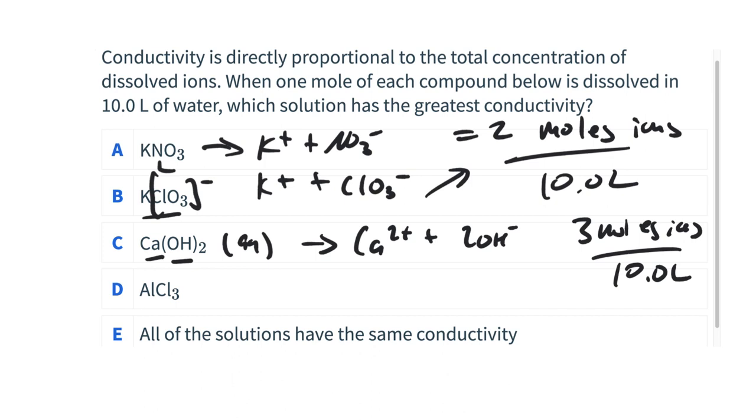And so then we do this with AlCl3. Again, most chlorides are water soluble. We have 3 exceptions, of which aluminum's not. So this is definitely water soluble. So in solution, this is aluminum 3 plus and 3 Cl minus. So that gives us 4 moles of ions.